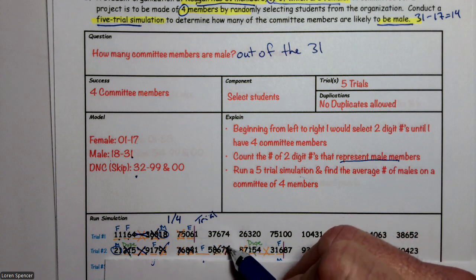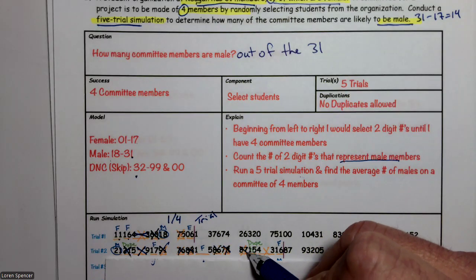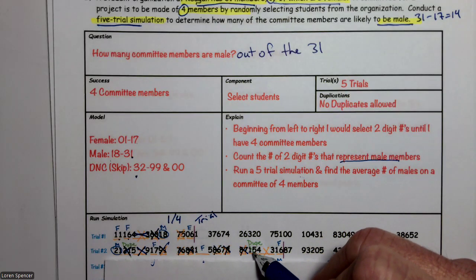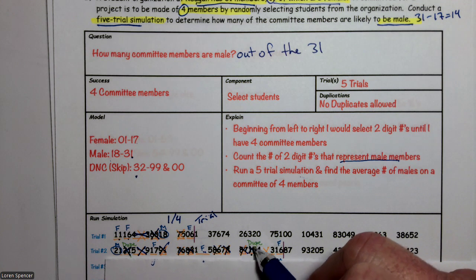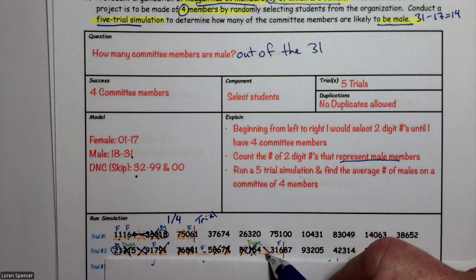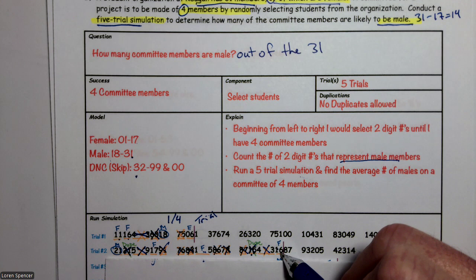86 is a skip. 78 is a skip. 87 is a skip. We already had a 15 female. 15 is a female, but in this case it's a duplicate, so we can't count it. Then we have 43 is a skip, and then we have 16 as a female.